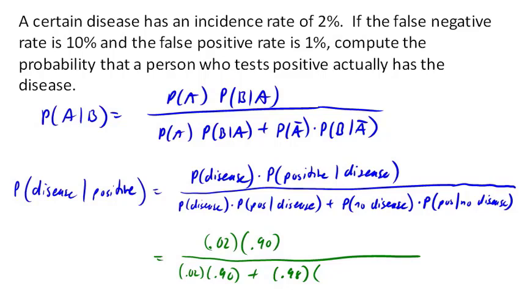If we compute all that out, it turns out to be 0.018 over 0.0278, which comes out to the same 64.7% we came up with using our nice little table. So this Bayes formula has its advantages, but for a lot of cases, working off the table like we did first is going to be a simpler approach.